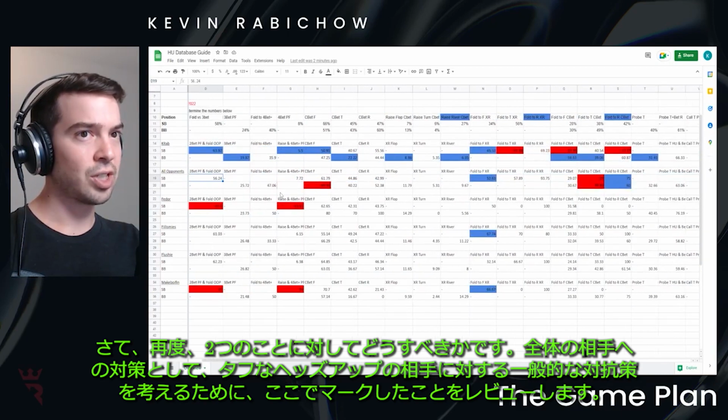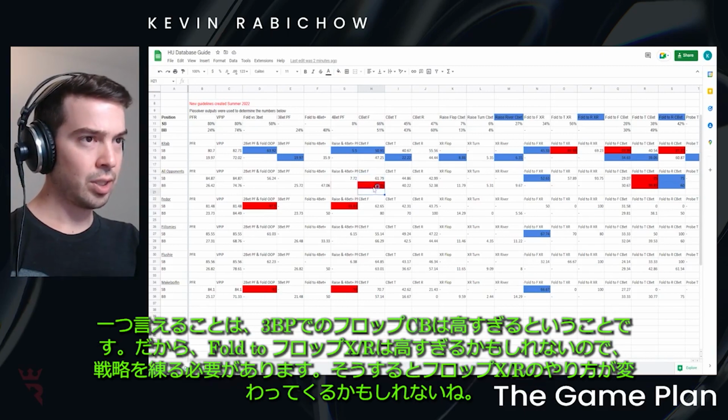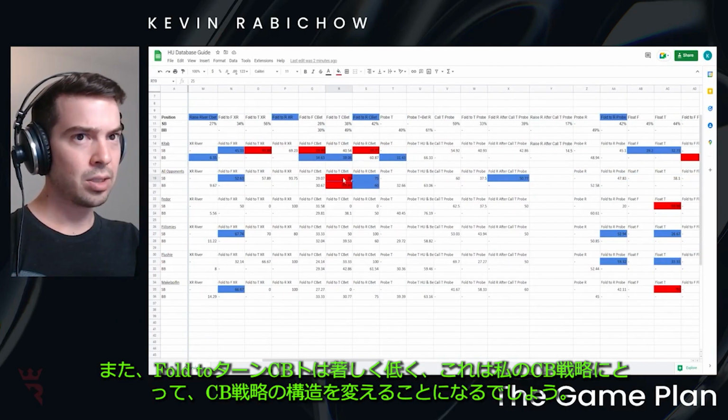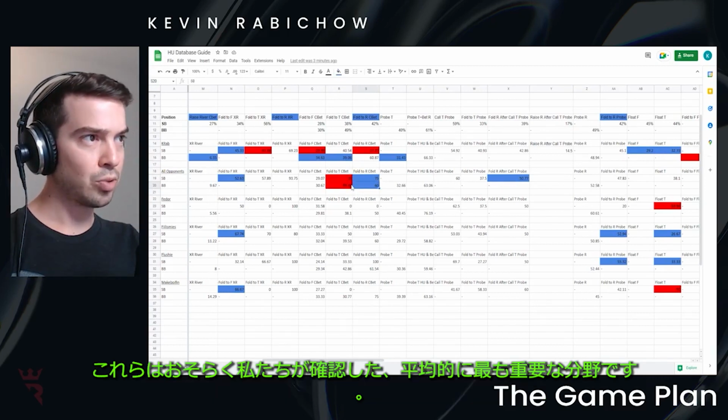In the all opponents section, I would review what I've marked here to come up with a general counter approach to a tough heads up opponent. One thing I would note is this flop c-bet in 3-bet pots is too high, so I need to strategize around this. Fold to flop check raise is maybe too high, which could change the way that I want to check raise flops. And fold to turn c-bet was notably low, which is really going to change the structure that I go with for my c-betting strategy. Those are probably the most important areas that we identified on average.